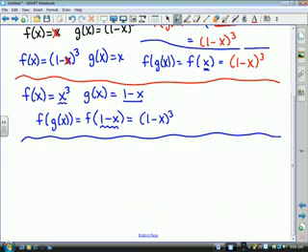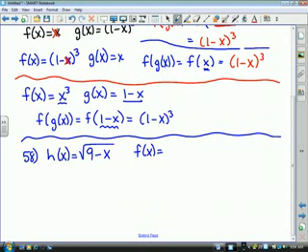Okay, let's try another one then, and see if you can figure this one out. Here, this one I'm getting from the book. You don't have to necessarily write the number down, but square root of 9 minus x. So the answer is letting f be x or g be x. I want a better answer. So what do you think?